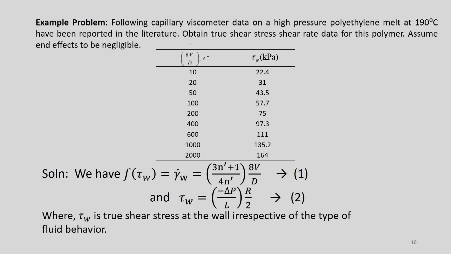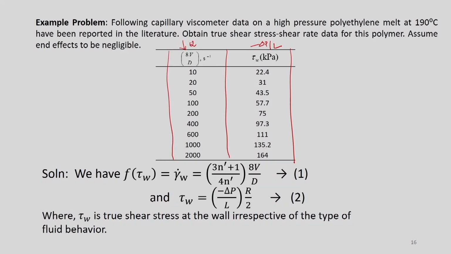So, this is the information. This information is coming from the Q, and this from minus delta P by L. Whatever Q versus minus delta P by L information is there, that has been converted into 8V by D and then tau W respectively, and given in a tabular column shown here. Tau W, the wall shear stress, is the true shear stress, so we do not need to do any corrections, as we have already seen in the equations that we have just derived. But we know this 8V by D is the nominal or apparent shear rate, it is not the true shear rate of the material.